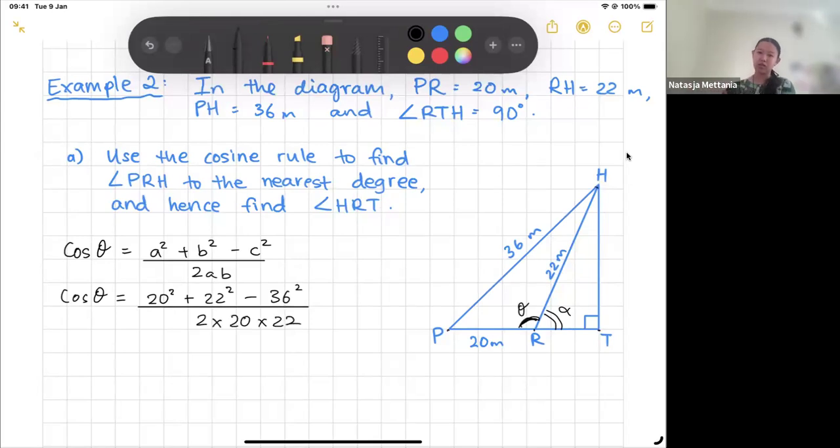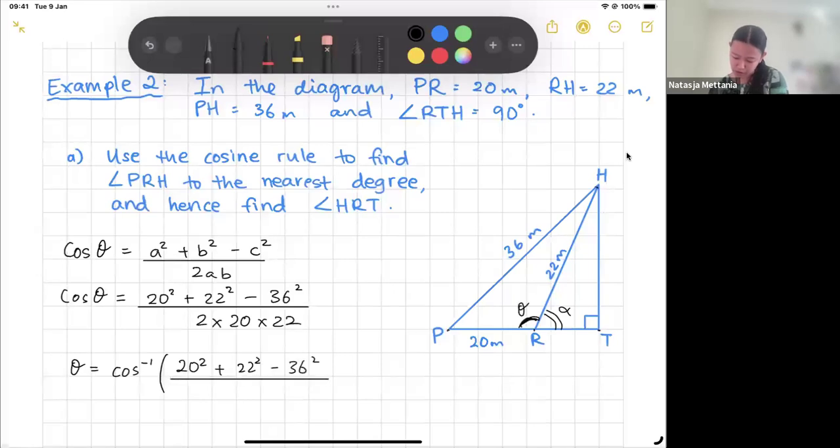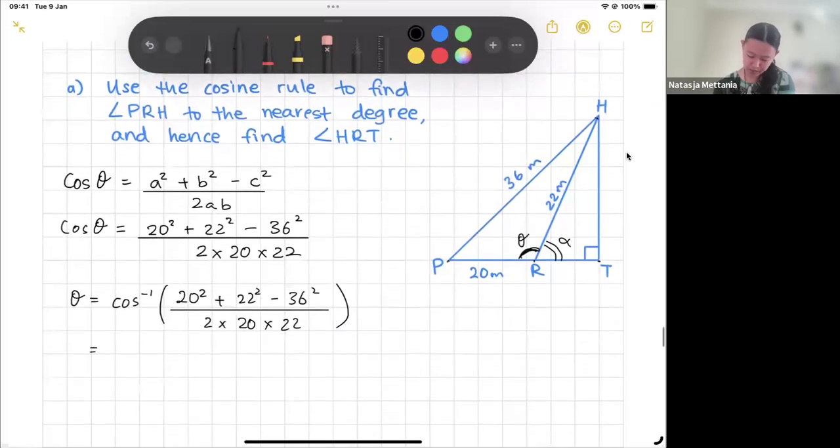Once you've done that, I want to find what theta is. So I need to do the inverse of cos, which is cos⁻¹, bracket, and put everything that you just wrote at the top again inside that inverse of cos. Once you put that into your calculator, you should get 117 degrees, 54 minutes, 58.82 seconds.